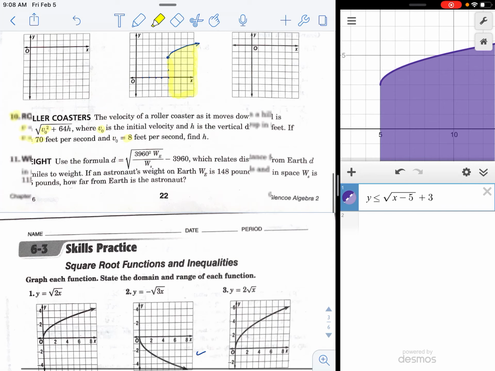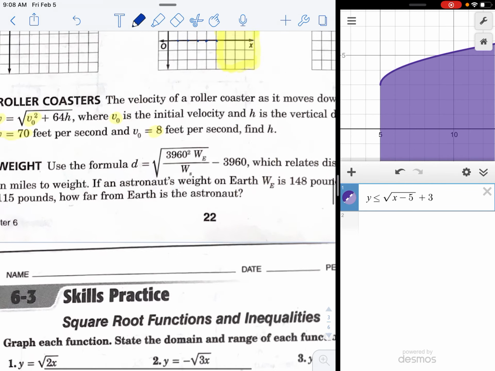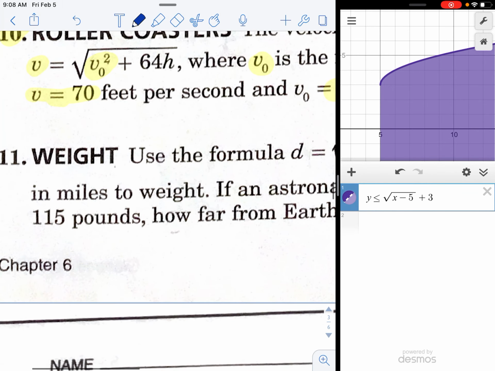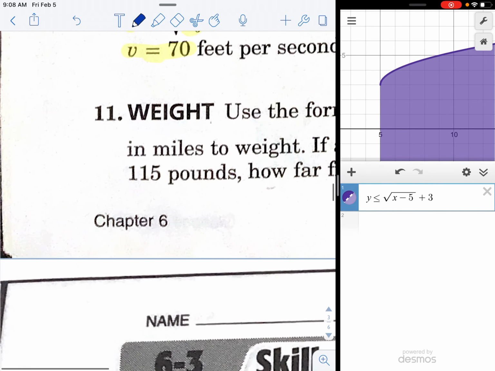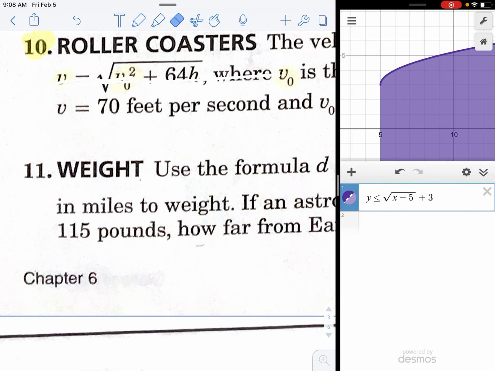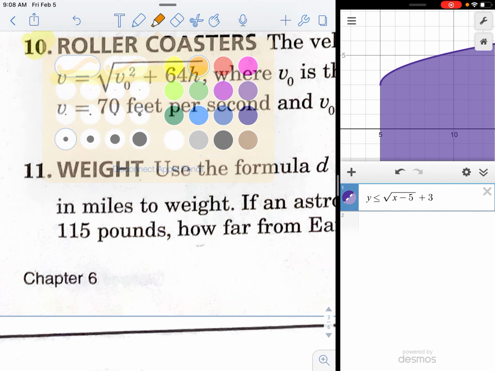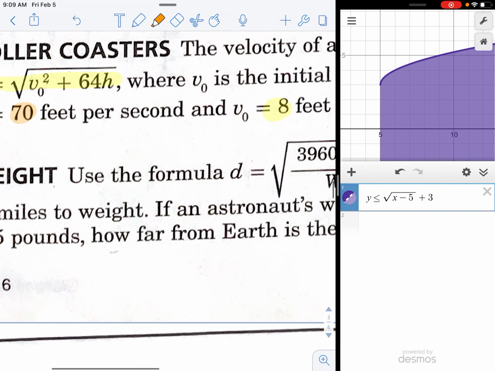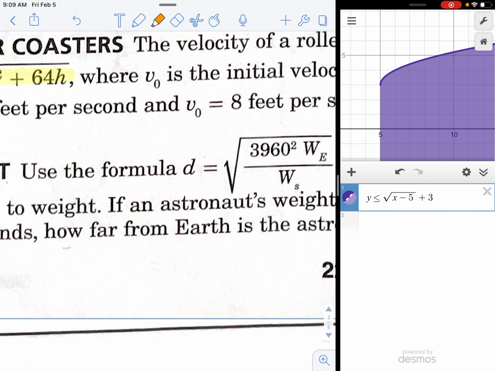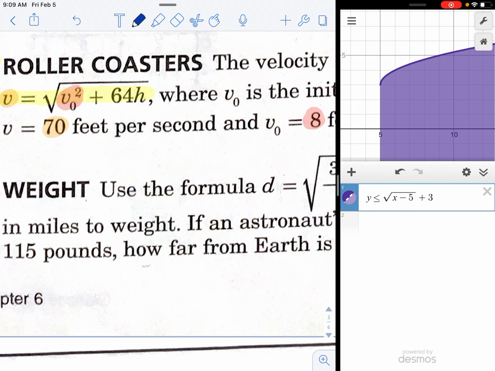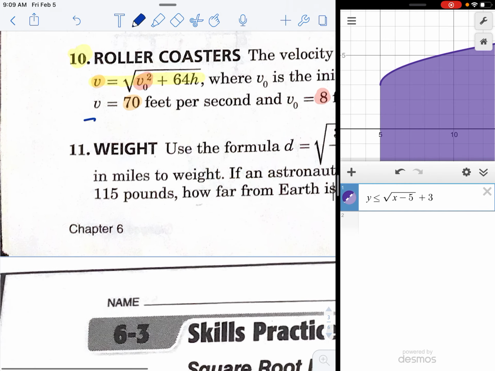Well, I did not give myself a lot of room to work here, did I? And I didn't give you a lot of room either. So work this out on a piece of scrap paper if you need to. Basically, I need to take this formula, and I'm going to plug this number in right there, and let me color code this. So 70 equals the square root of 8 squared plus 64h.